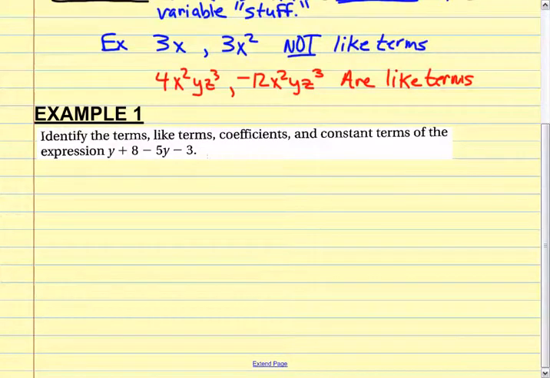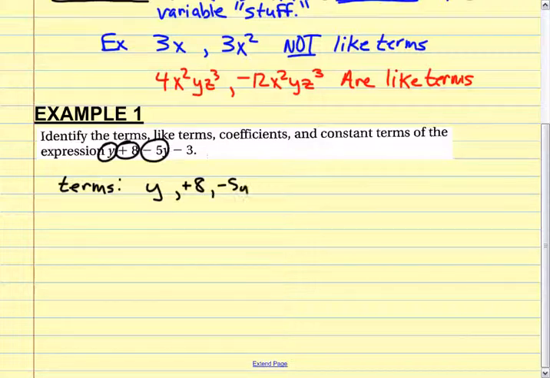Okay, well, let's go down here and look at this. All right? Now, example 1 says, identify the terms, like terms, coefficients, and constant terms of the expression. Good. This is easy stuff. It says, identify the terms. First off, McVee, how many are there? There are 3. Nope. Bennett, 4, there are 4 of them. What are they? y, positive 8, negative 5y, and negative 3.